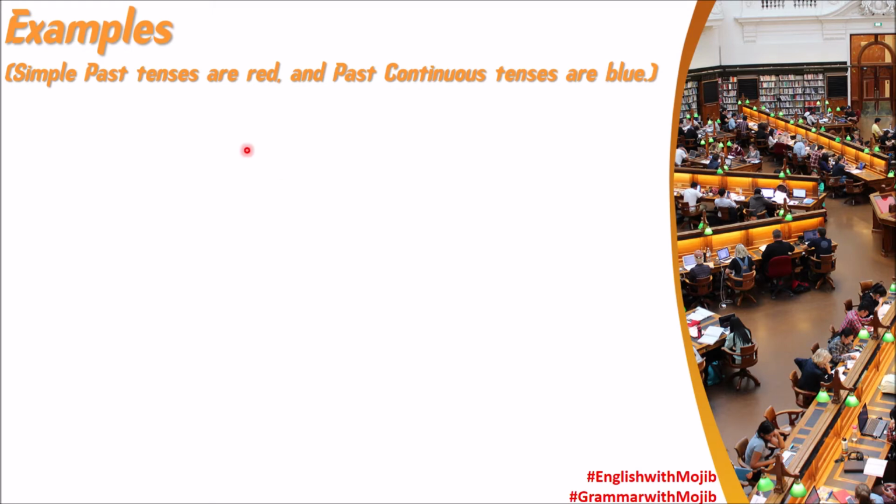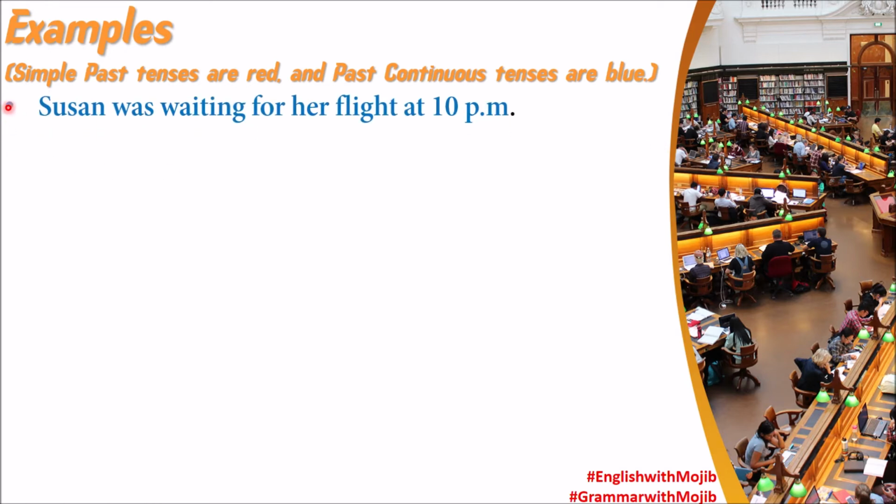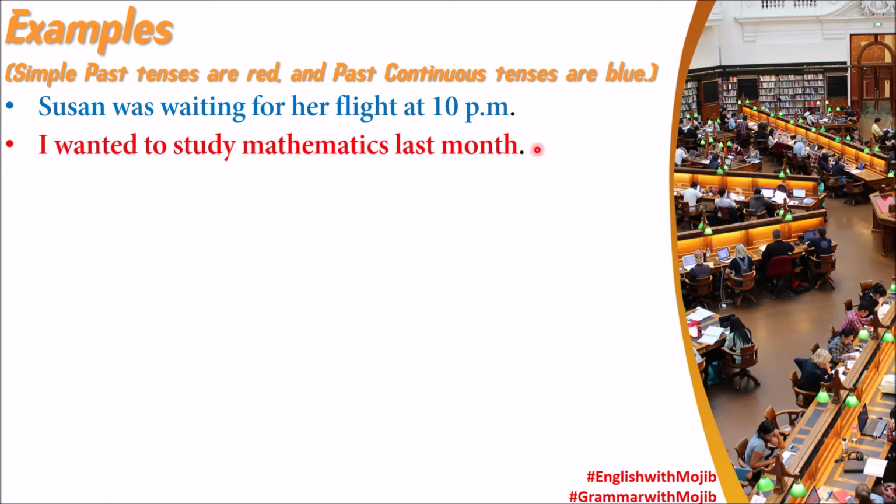Examples. Simple past tenses are red and past continuous tenses are blue. Susan was waiting for her flight at 10 p.m. Let me put the laser here. Susan was waiting for her flight at 10 p.m. At 10 p.m., past continuous. I wanted to study mathematics last month. Last month.